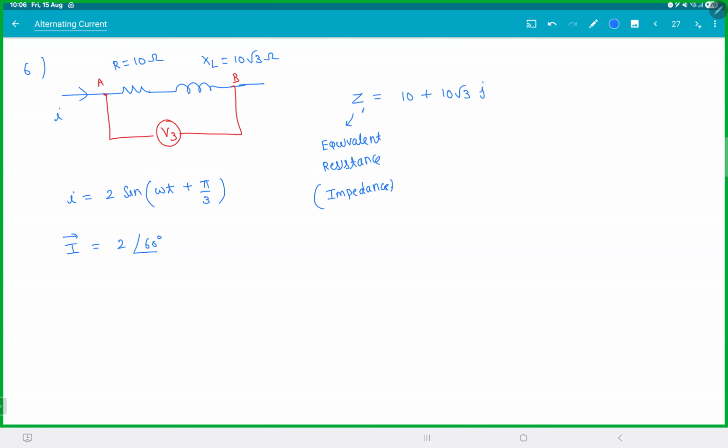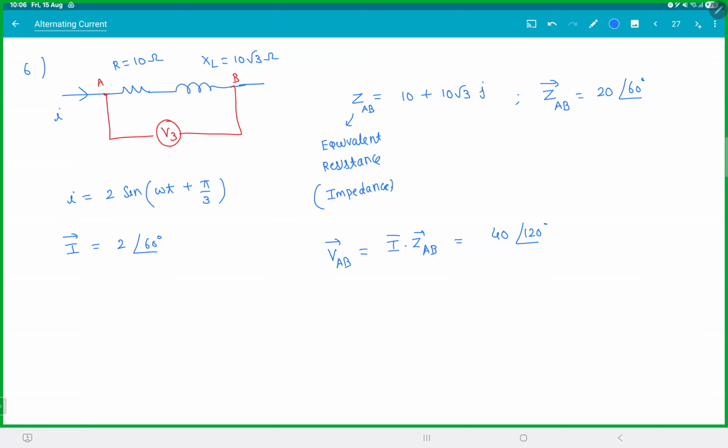So this is the equivalent resistance ZAB. Convert this into phasor. So what is the resistance between AB? 10 and 10 root 3, 20 magnitude, angle 60 degrees. So what do you want to find? Voltage across AB. So VAB bar will be current into ZAB bar. Ohm's law. That will be 2 into 20, 40, angle 120 degrees.